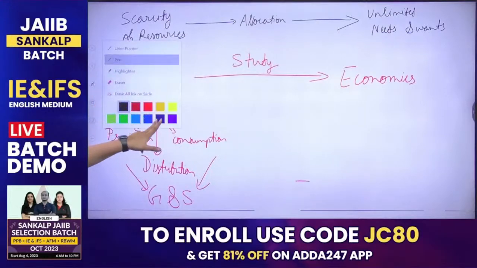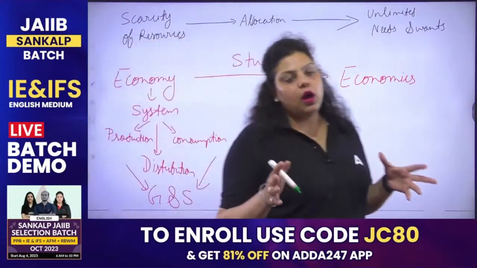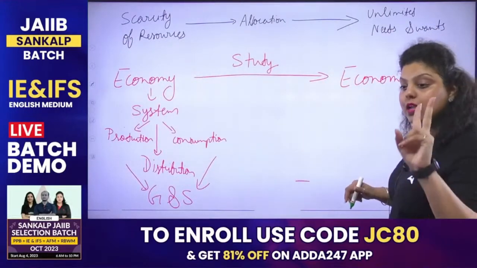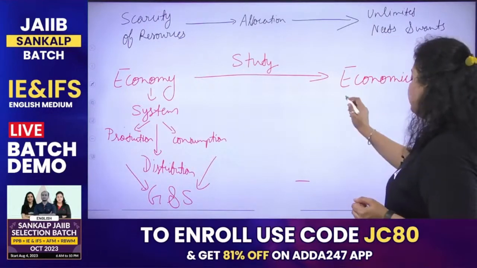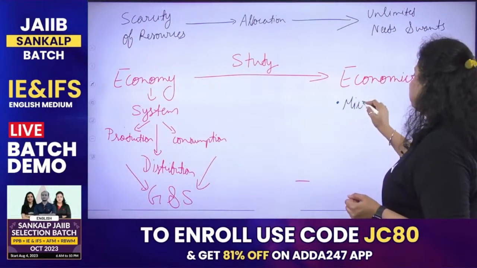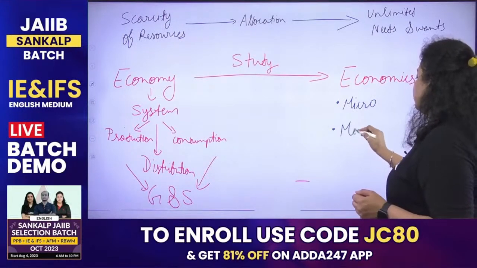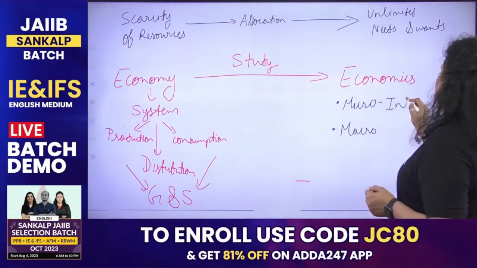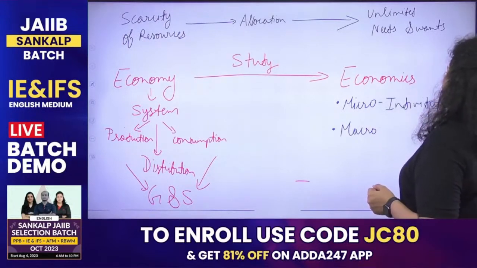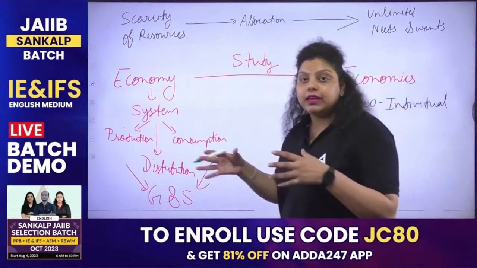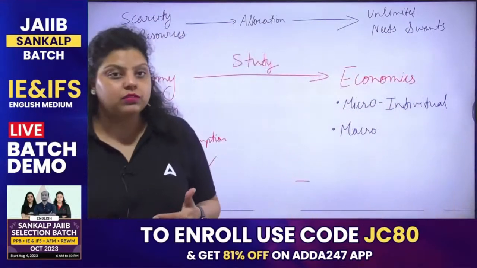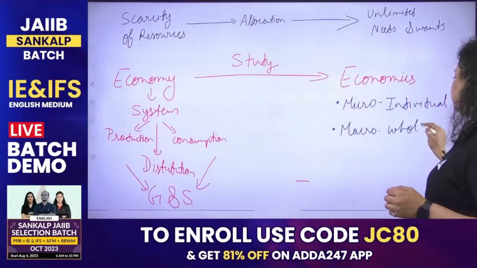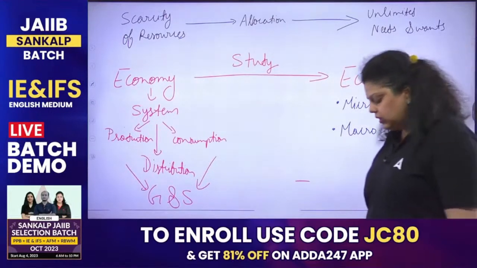Now, in this particular part, one more thing I want to add, economics is a subject in which you are studying economy, and you study the economy in two parts, like in the branches of economics. The first branch of economics is microeconomics, and the second branch is macroeconomics. Now, what is microeconomics? When you study economy at an individual level. When you study an individual person, an individual company, that's microeconomics. But when you study economy as a whole, that's macroeconomics.